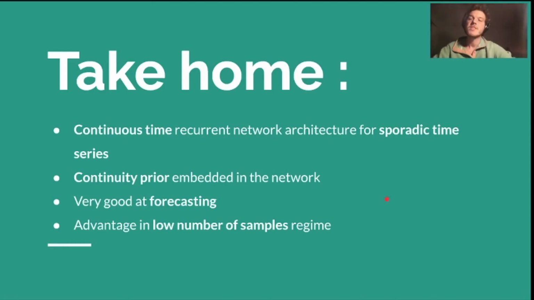So to wrap up this presentation, what you have to take home is that we developed a continuous time recurrent network architecture for sporadic time series, that this architecture embeds a continuity prior in itself, it's very good at forecasting, and it provides a competitive advantage in low number of sample regime.